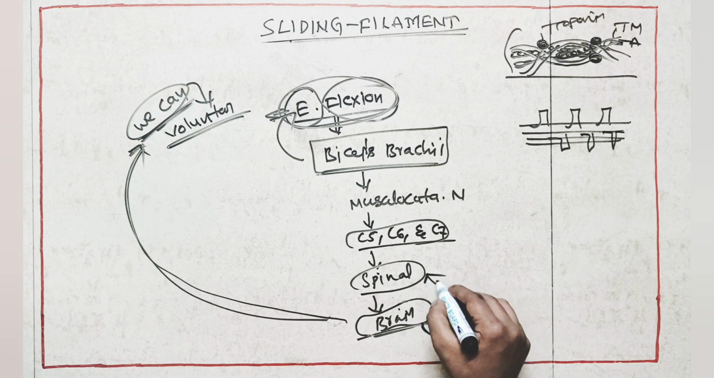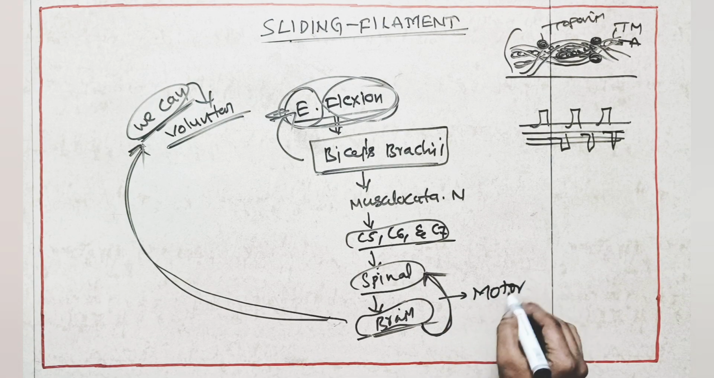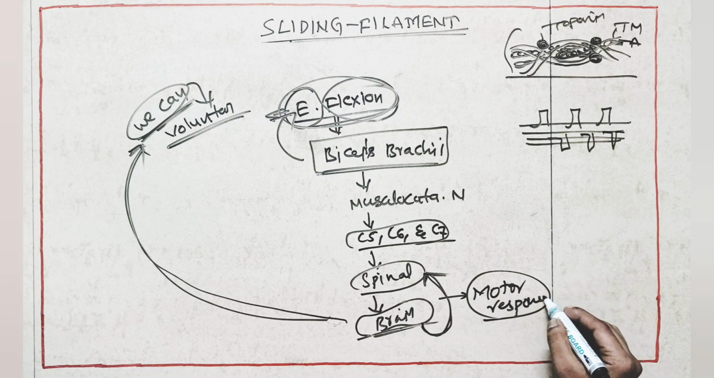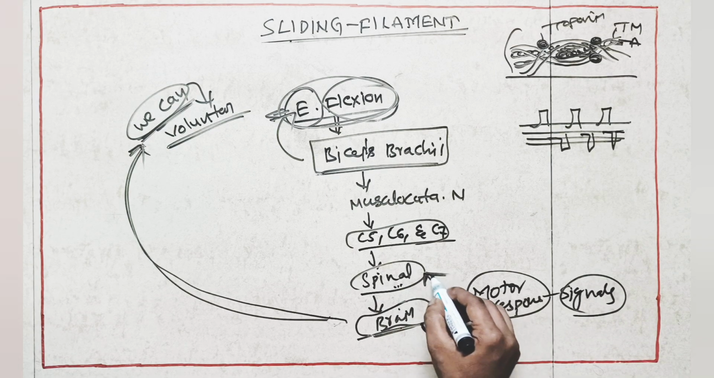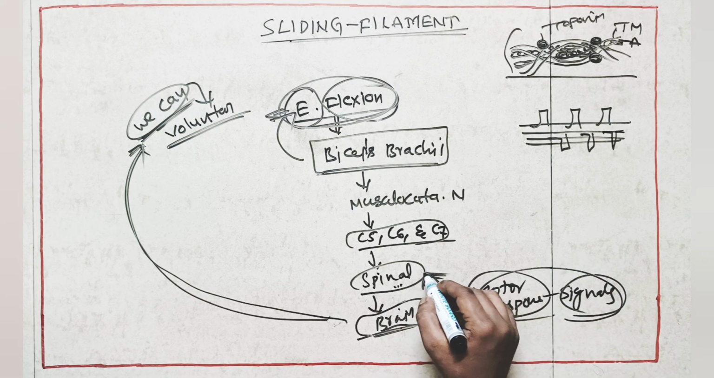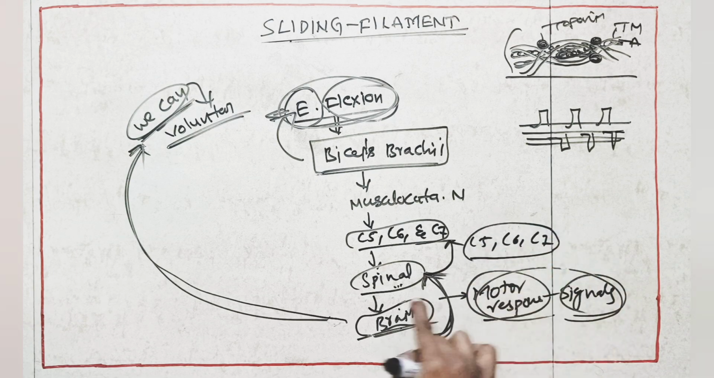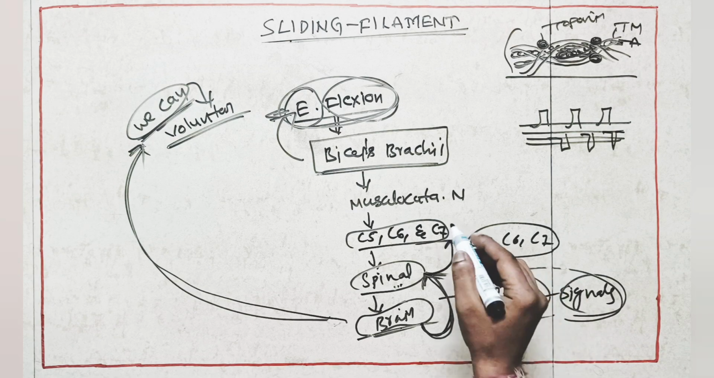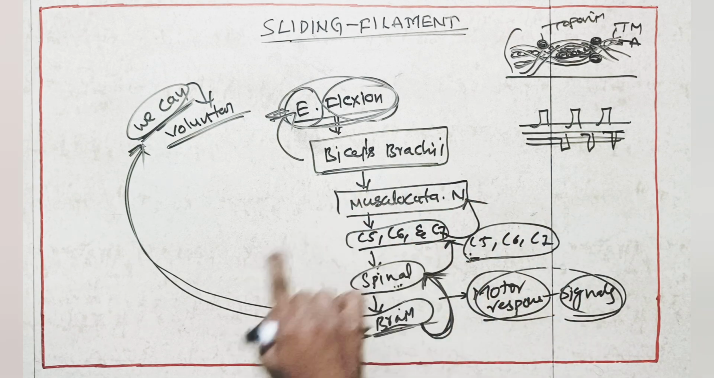First the brain gives instruction to the spinal cord, through the motor system. The brain gives motor signals to the spinal cord. From the spinal cord, these motor signals enter the nerve roots C5, C6 and C7. From these nerve roots they enter the musculocutaneous nerve.